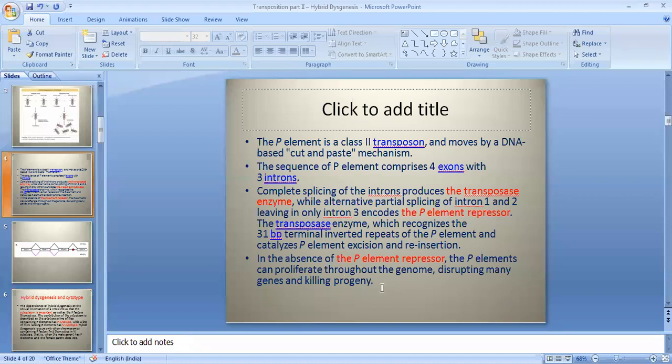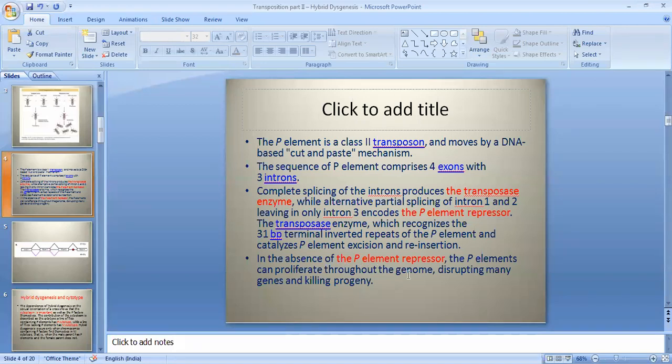Okay. So, sir, if there is absence of P element repressor, then the P element is there. The P element is there, the repressor of the P element is not, but the P element is there. So in absence of repressor, the P element is there, so P elements can proliferate throughout the genome.